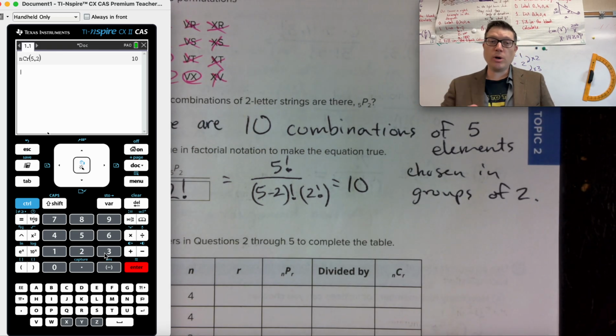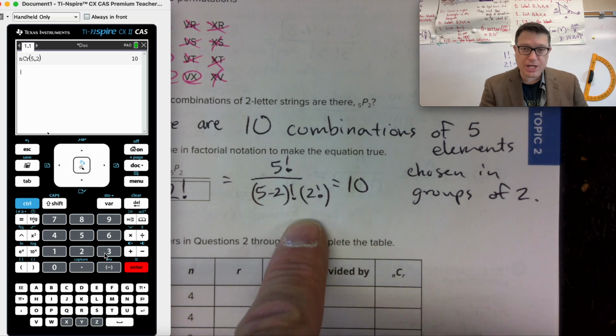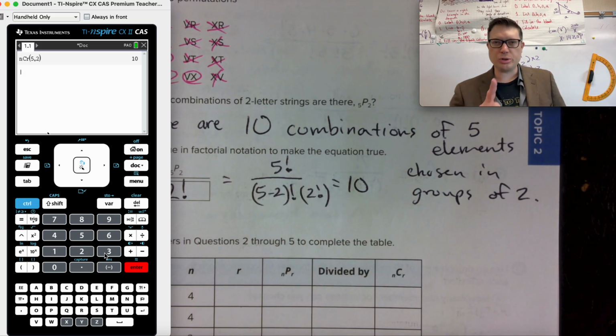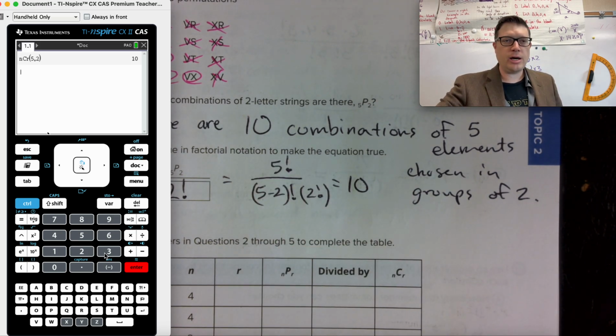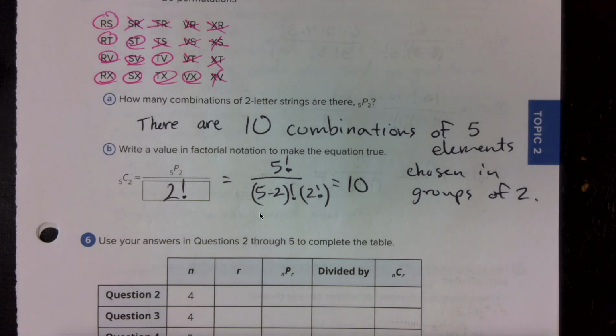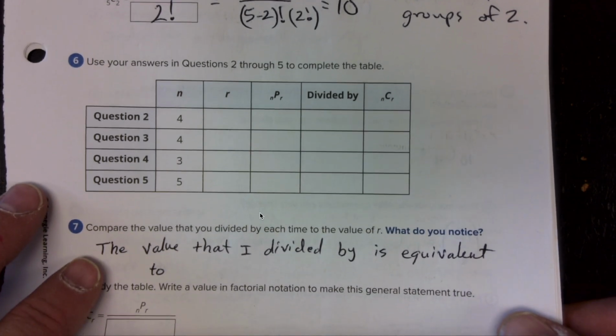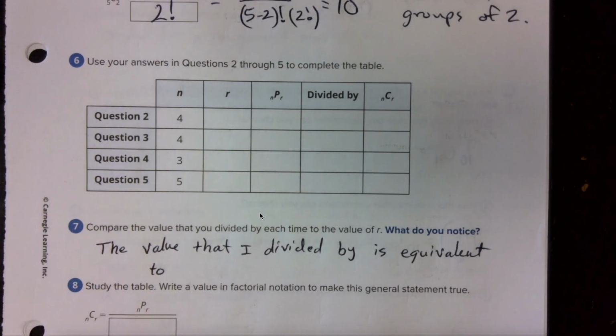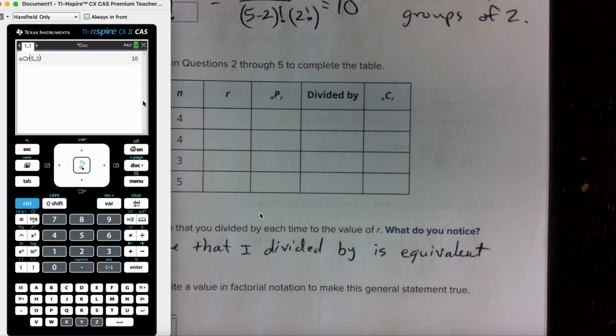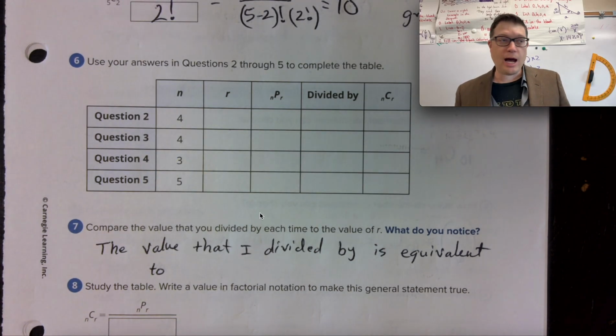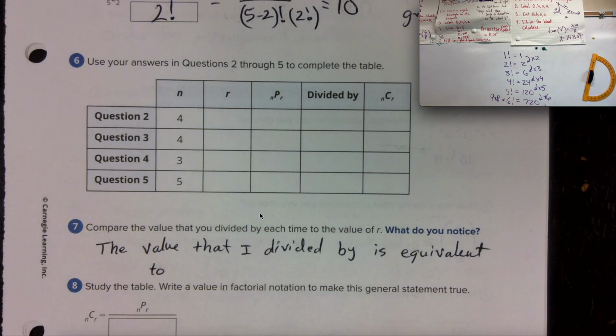Easy enough. If you want to see the factorial mathematics, this fraction in action, good rhyme scheme for you, then you can go watch another video, watch the previous one. Give me some more views. Let's look at question 6. Use your answers in questions 2 through 5 to complete the table. So make sure you have 2 through 5.